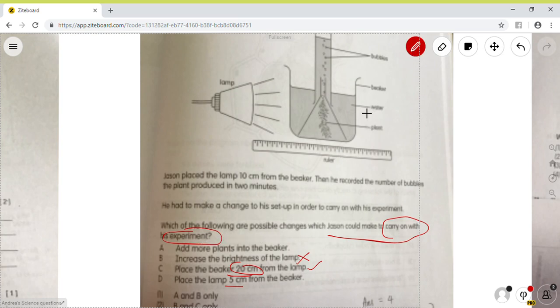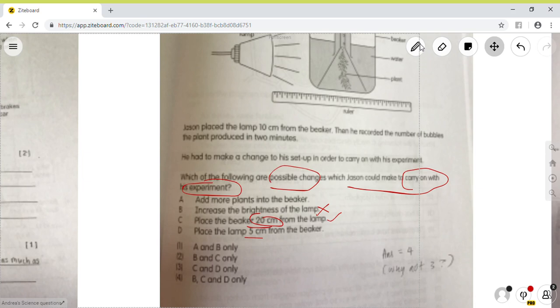Okay, I think I know what they mean, right? This is like possible changes. So they are not doing it simultaneously, right? What they're trying to say is that one possibility, if you increase the brightness, you don't change the distance. Oh. Right? So they are not doing this together. They are not changing the brightness, placing the beaker, and changing the distance of the lamp at the same time. They are doing it separately.